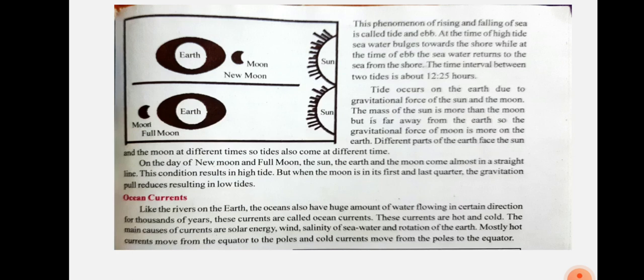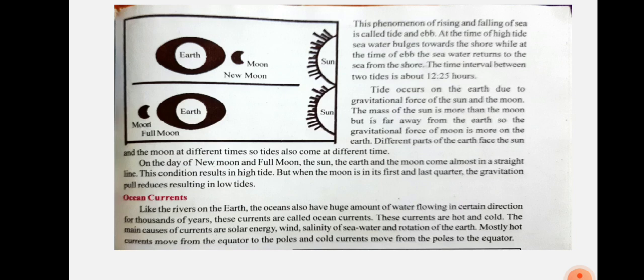Now, what happens when the sea water moves towards the shore? It is known as tide. But when the water returns back to the sea, it is known as ebb. The time interval between two tides is about 12.25 hours, means 12 hours and 25 minutes. Tide is when the water from the sea moves towards the shore, and ebb is when the water comes back to the sea from the shore. Now, the interval between two tides is 12 hours and 25 minutes.